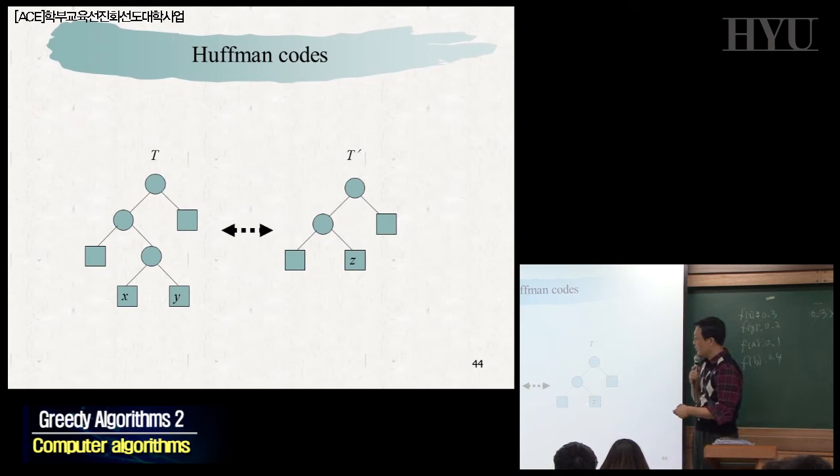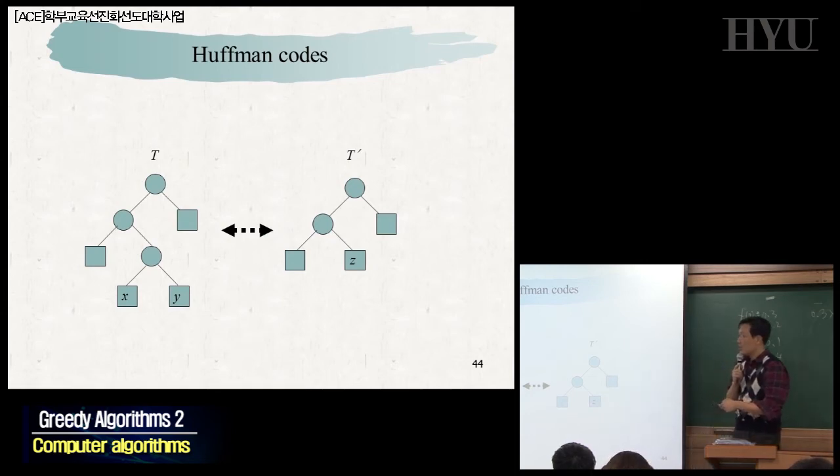Okay. So in this case, f(x) times 3 and f(y) times 3. Okay? And in this case, you know that it is f(x) plus f(y). So f(x) times 2 and f(y) times 2. So in this case, the cost of t is bigger than the cost of t prime by f(x) plus f(y). Okay? Yes?